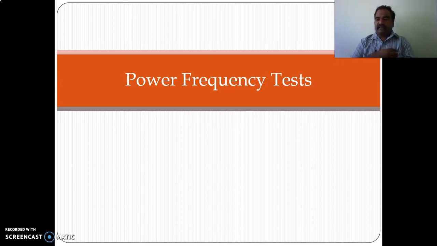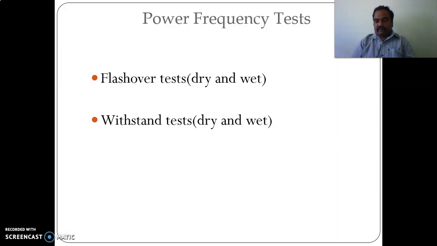The first one being the power frequency tests, where the insulators are subjected to power frequency voltages. There are two types of power frequency tests which are conducted on insulators. The first one is a flashover test and the other one is a withstand test. And both these tests are to be conducted in two conditions, the dry conditions and wet conditions. Why dry and wet? As you see, the overhead insulators are mostly outdoor units, and so they will be experiencing dry conditions and also wet conditions.